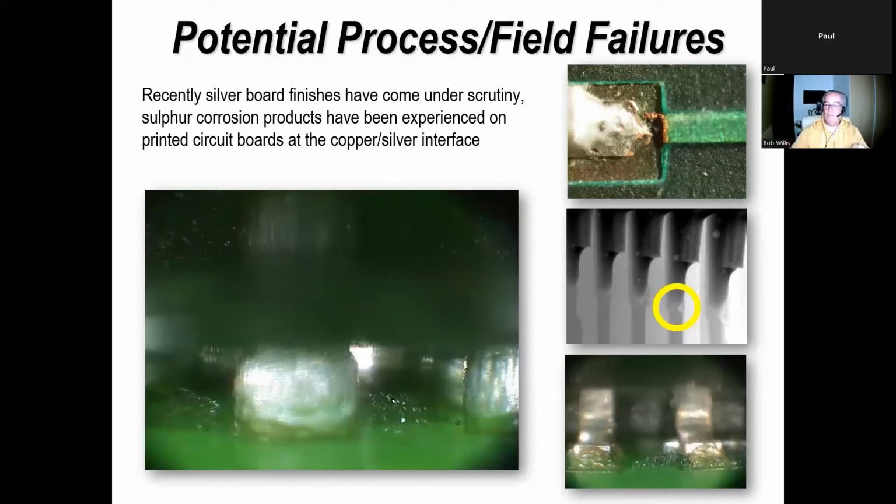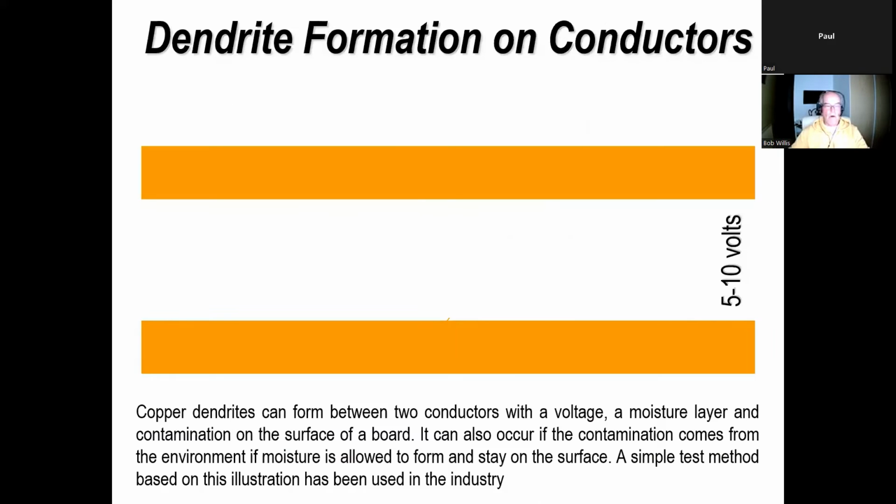It's best to solve the problem, which is the sulfur, in the first place, rather than just putting a coating over it. But this is another one that you might experience. So on to dendrites. This is just a simple example of a copper dendrite forming on a PCB.